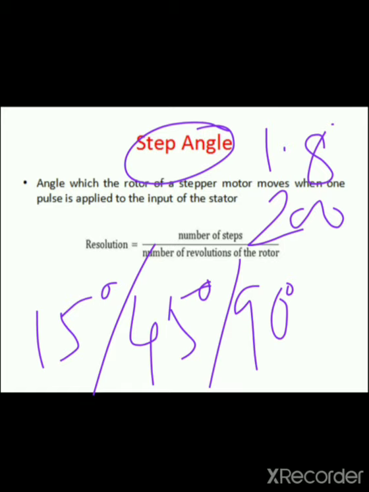The number of phases can vary from 2 to 6. The small step angle can be obtained by using slotted pole pieces. So this is about step angle.